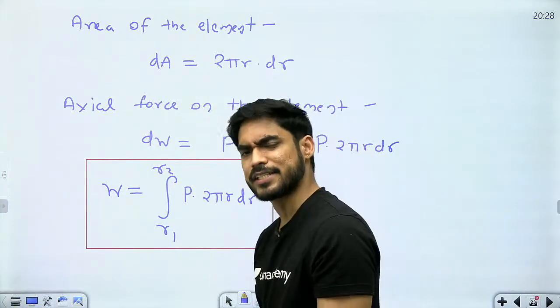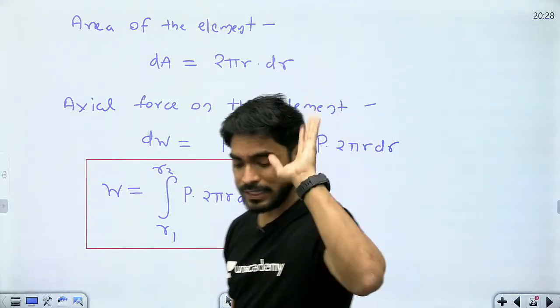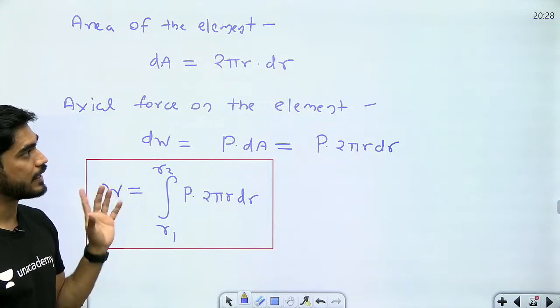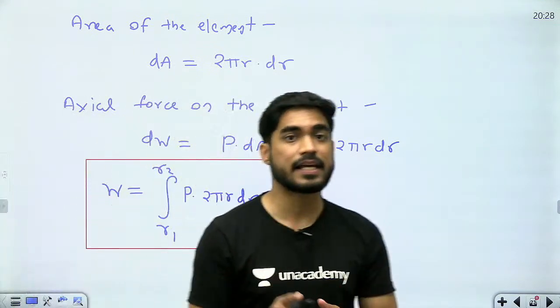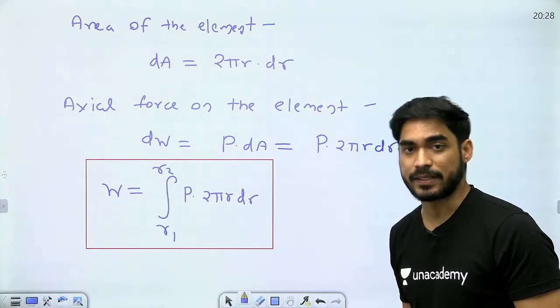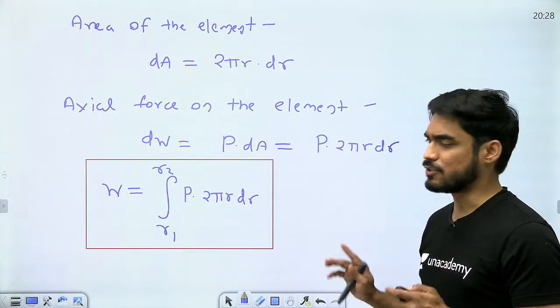linearly changing or parabolically changing. What is the relation between P and R? And right now I don't know that relation. So I will not integrate this equation right now. मैं इस equation को अभी integrate नहीं कर सकता क्योंकि मुझे P और R के बीच का relation नहीं पता. Okay. So beta what I am going to do right now, let's keep it this way.